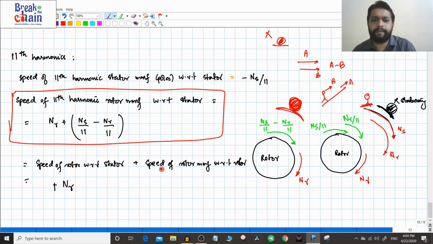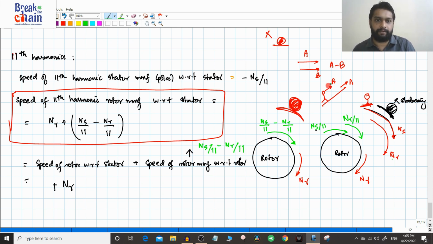Now next is the speed of the rotor MMF with respect to rotor. In this case, I have told you it will be ns by 11 minus nr by 11. It is ns by 11 because you have a synchronous speed which is only associated with the rotor. It is not produced due to induction. The same ns by 11 which is produced in the stator is also produced in the rotor due to the slotting. So the speed of the rotor MMF with respect to rotor will be equal to ns by 11 minus nr by 11.